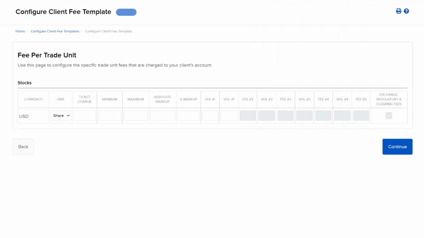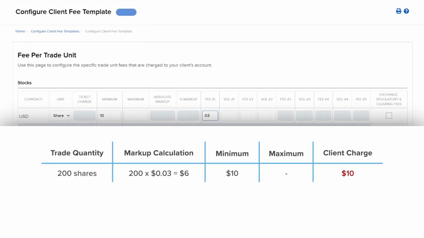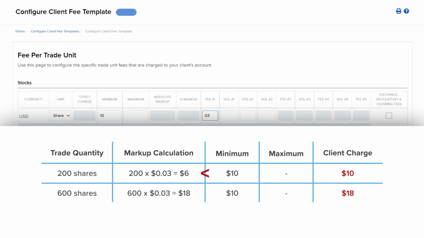Minimum amount is the minimum amount per trade that the client will be charged. For example, a broker enters 10 into the minimum column and charges an absolute amount markup of 3 cents per share. If the client places a trade for 200 shares, the client will be charged the minimum of $10 since the calculated markup of $6, 200 shares times 3 cents, was less than the specified minimum. However, if the same client places a trade for 600 shares, the client would be charged $18, 600 shares times 3 cents, because the calculated fee markup is above the $10 minimum.